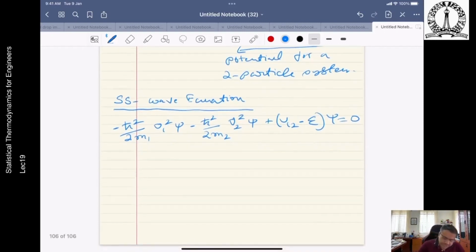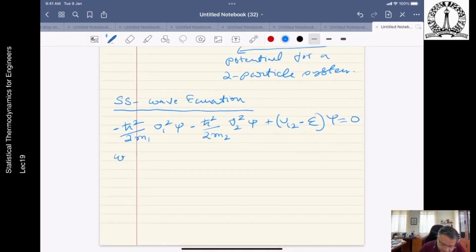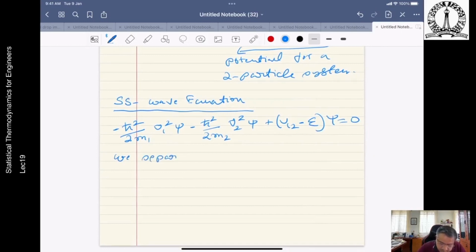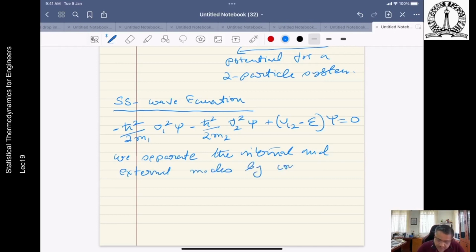What we need to do next is separate the internal and external modes by converting to a center of mass coordinate system.